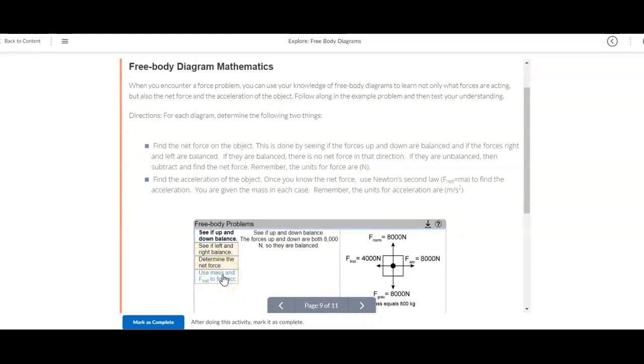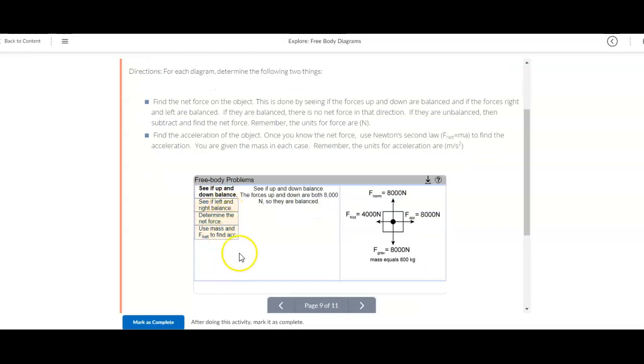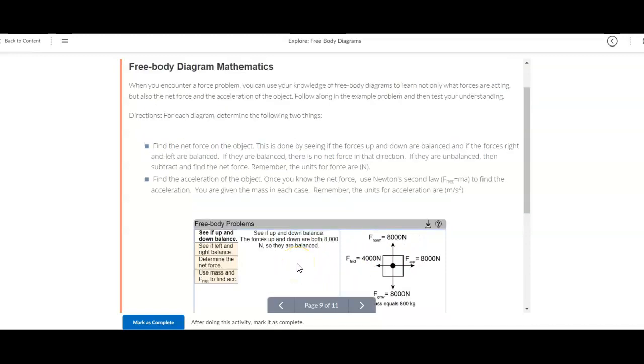So here's some math. I always encourage you to put these sample problems, even if it's screenshots, in your notes so you know how to work these out. So here it says, when you encounter a force problem, you can use your knowledge of free body diagrams to learn not only what forces are acting, but also the net force and the acceleration of the object. Follow along in the example problem and then test your understanding. So for each diagram, determine the following 2 things.